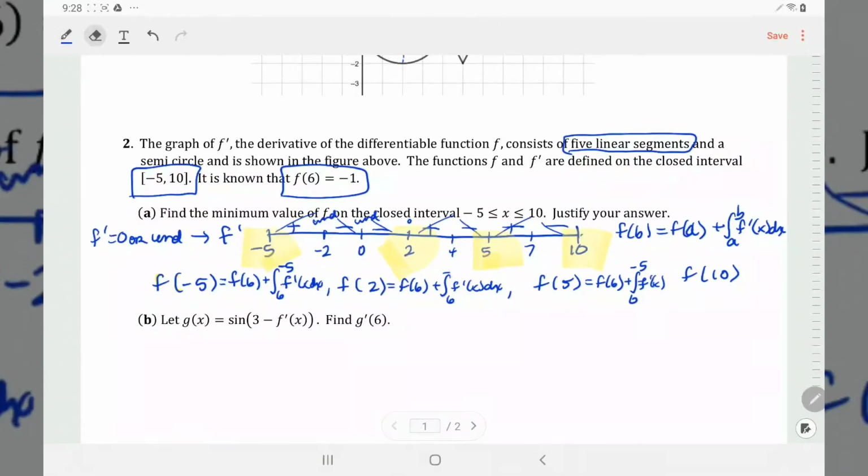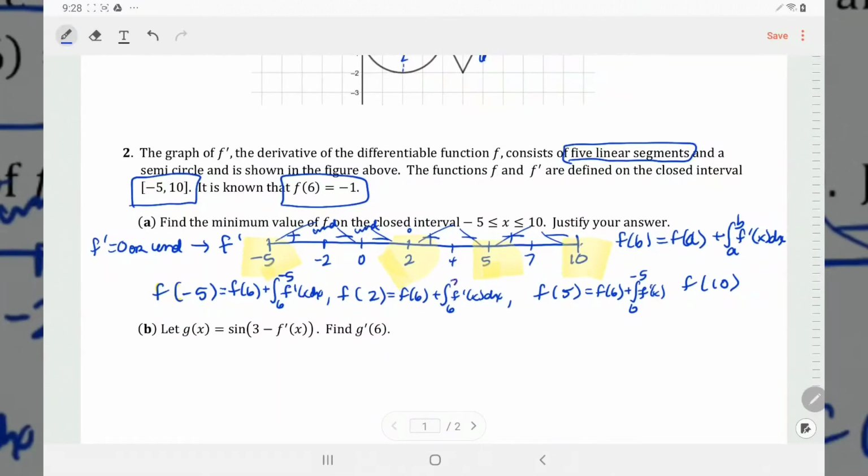This would be 6 to 5, and it's very strange that they're backwards. This is f of, and there's another way to do it without backwards, but this is the way I'm going to do it for the moment. Okay, so this is 6 to 10. Oh, that one's forward. Okay, so that would be the integrals.